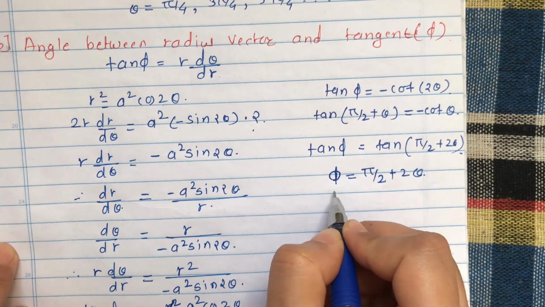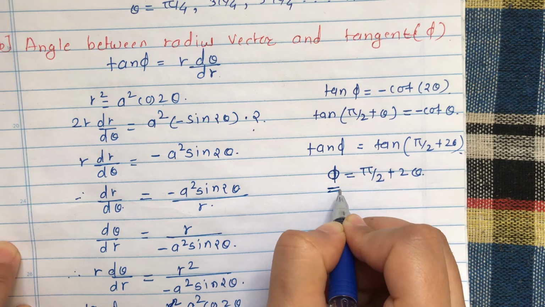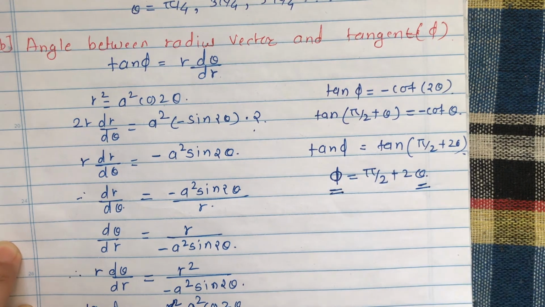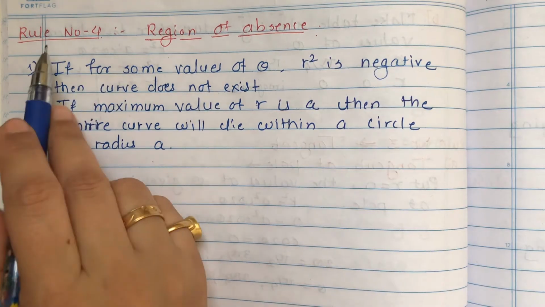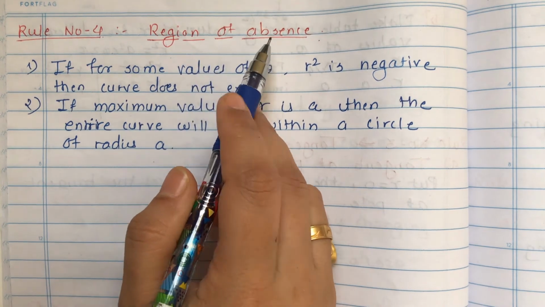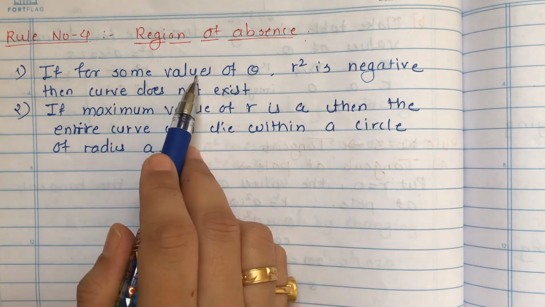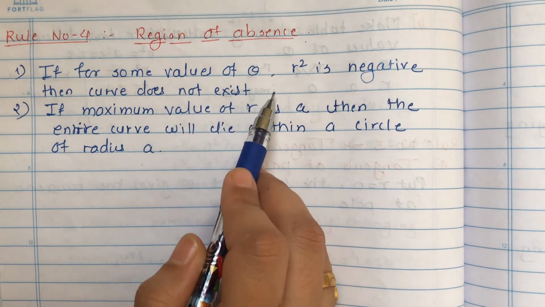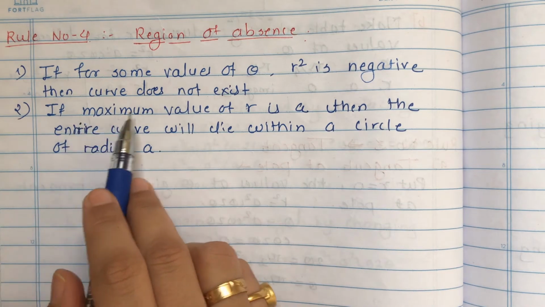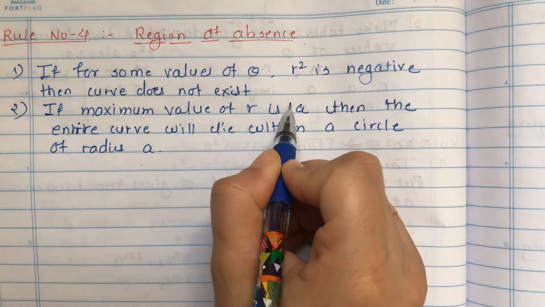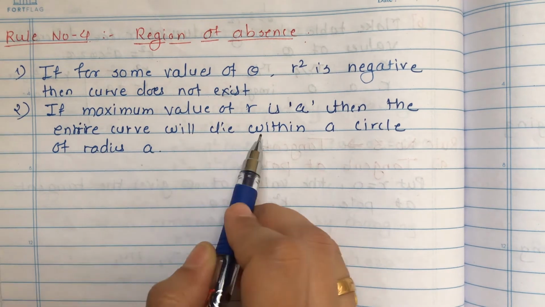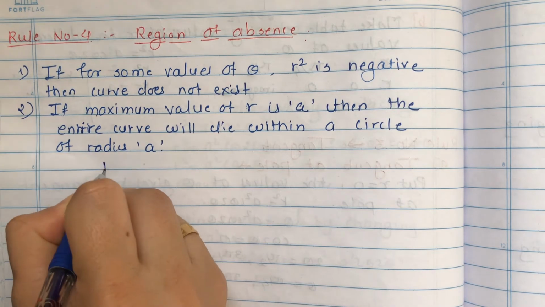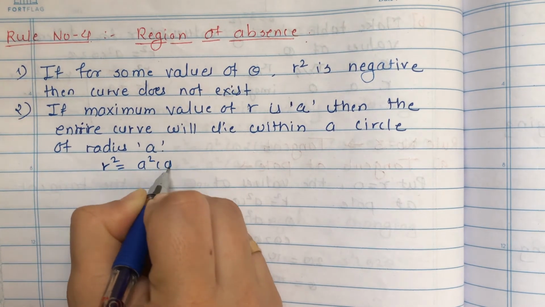So this is the relation between phi, which is the angle between the radius vector and the tangent, and theta. Next rule is rule number 4, region of absence. The conditions are: if for some value of theta r square is negative, then the curve does not exist in that region. And the second condition is, if the maximum value of r is a, then the entire curve will lie within a circle of radius a. So our equation is r square equals a square cos 2 theta.